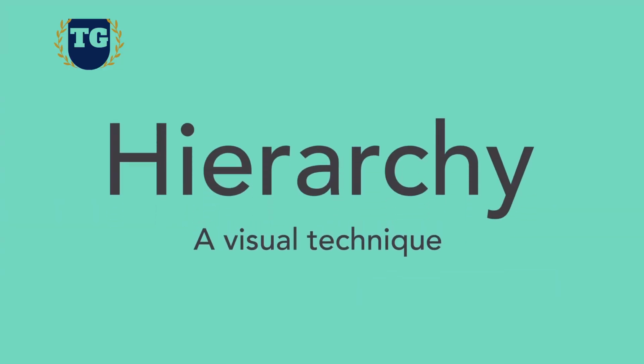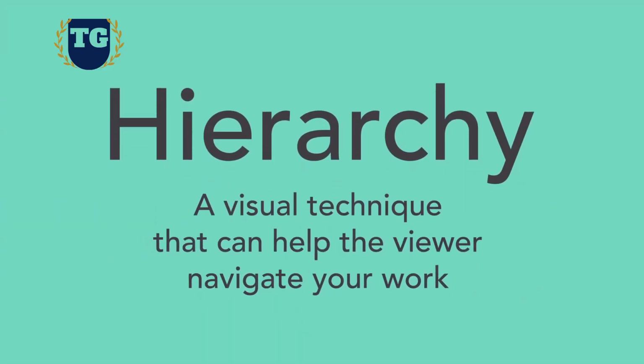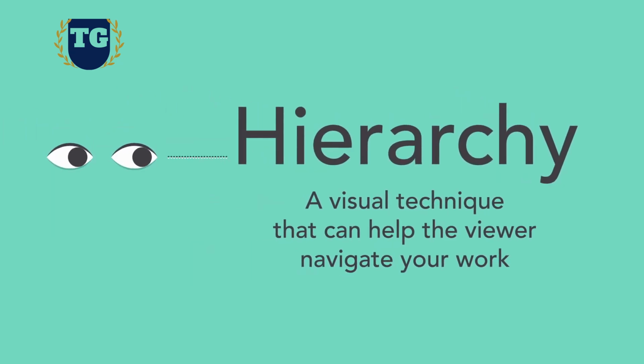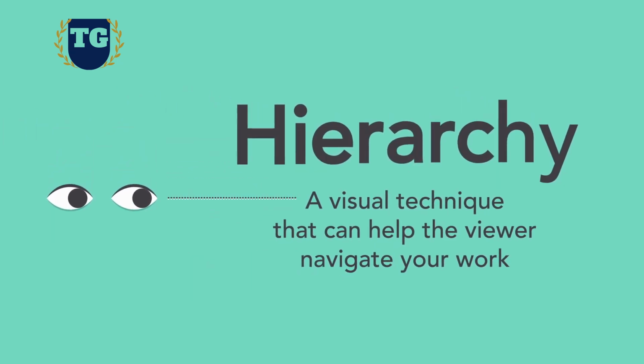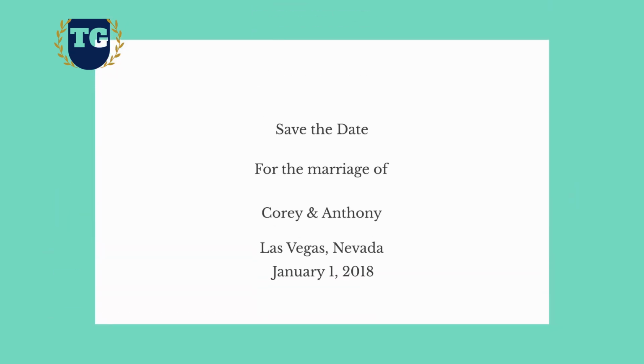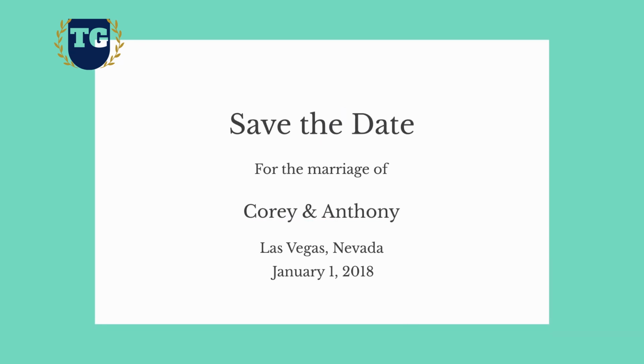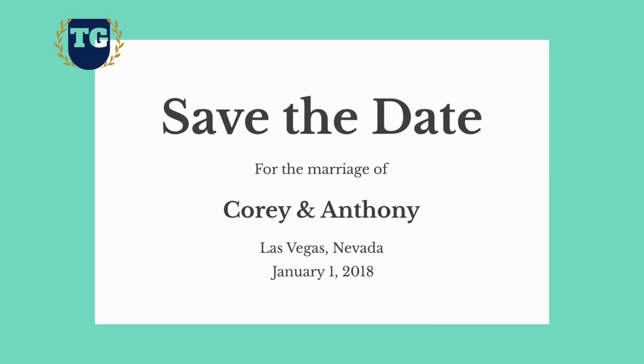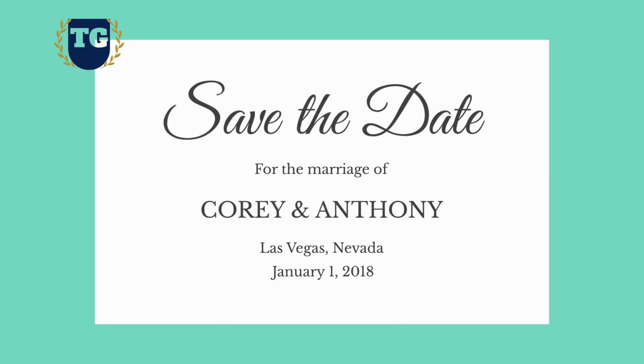Contrast is also closely tied to hierarchy, a visual technique that can help the viewer navigate your work. In other words, it shows them where to begin and where to go next using different levels of emphasis. Establishing hierarchy is simple. Just decide which elements you want the reader to notice first, then make them stand out. High-level or important items are usually larger, bolder, or more eye-catching in some way.